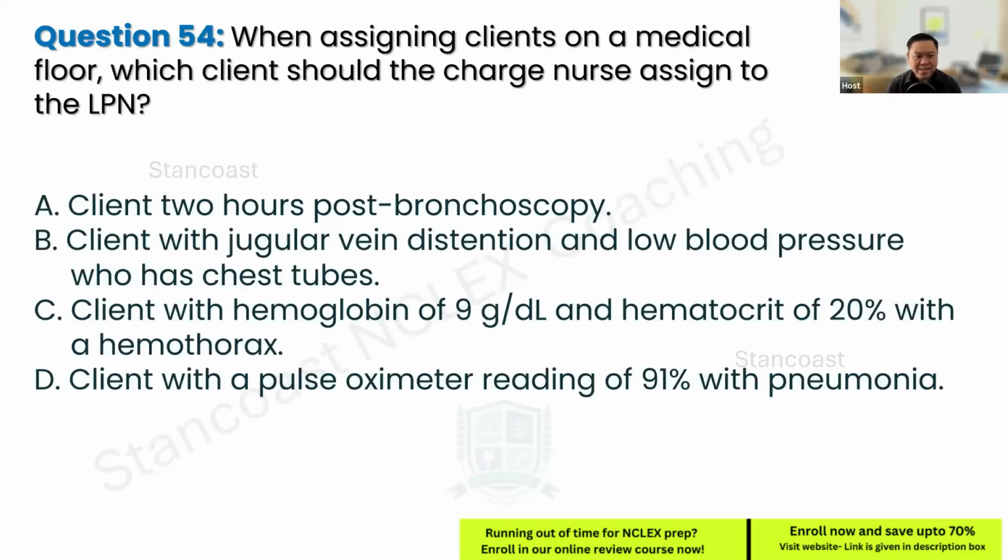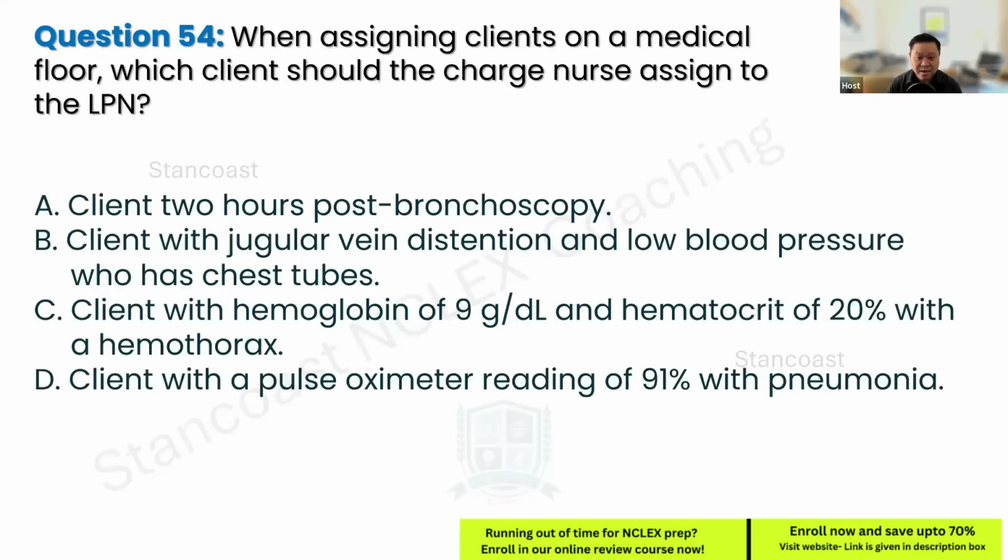When assigning clients on a medical floor, which client should the charge nurse assign to the LPN? A, client 2 hours post bronchoscopy. B, client with a jugular vein distension and low blood pressure who has chest tubes. C, client with hemoglobin of 9 grams per dL and hematocrit of 20% with a hemothorax. And letter D, client with a pulse oximeter reading of 91 with pneumonia.